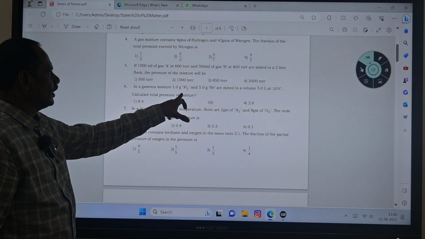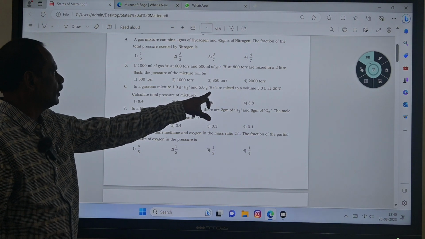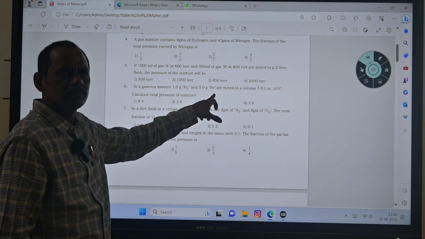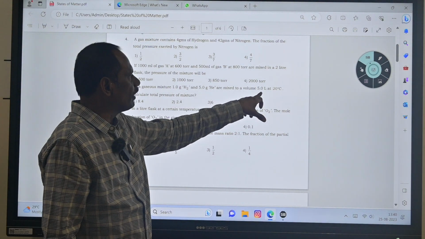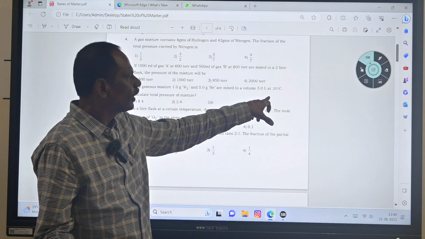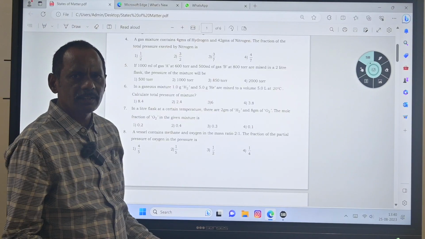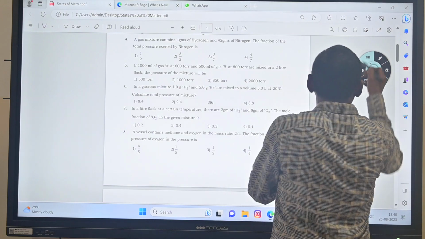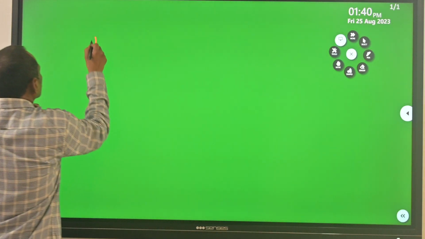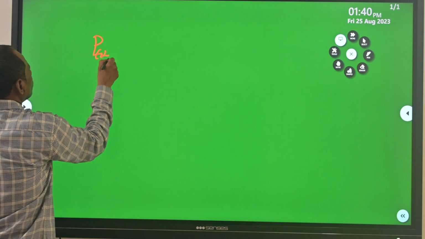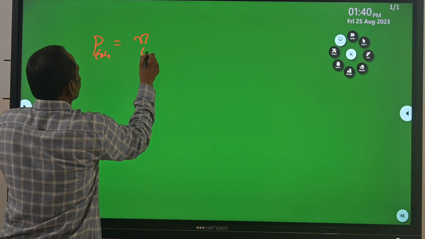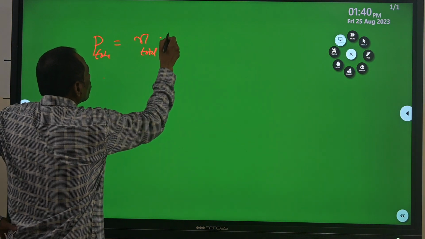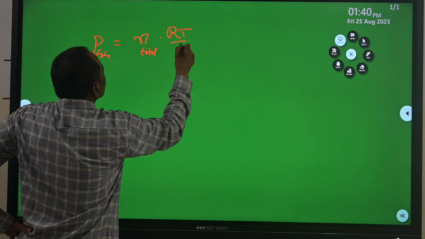1 gram of hydrogen, 5 grams of helium. So we can calculate the number of moles of hydrogen and the number of moles of helium. They are mixed in a 5 liters vessel. Volume is given, at 20 degrees centigrade. Temperature is given. Calculate the total pressure of the mixture. We know that the total pressure of the gas mixture is equal to the total number of moles of the gases present in the mixture into RT by V.